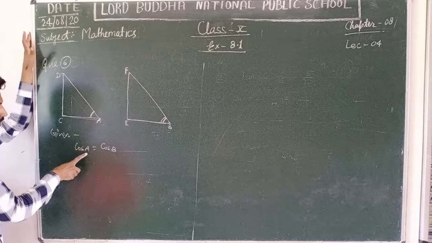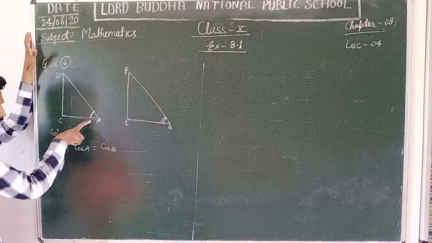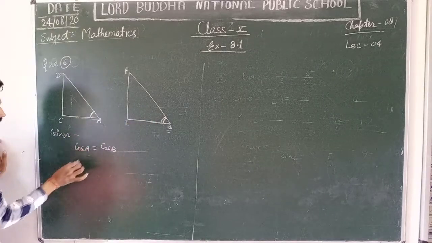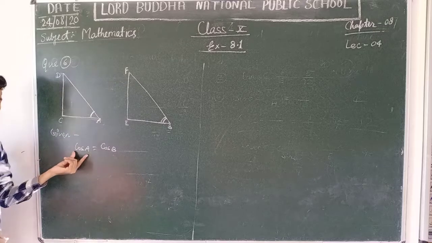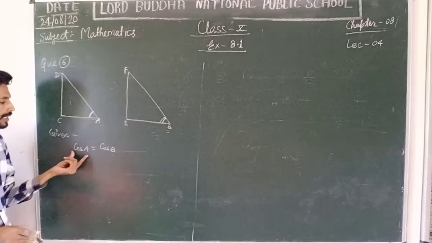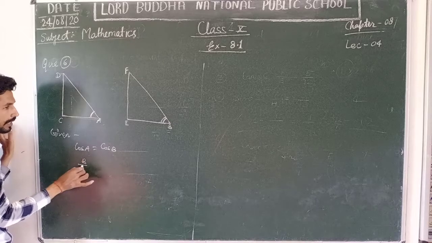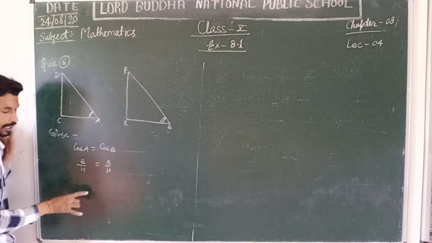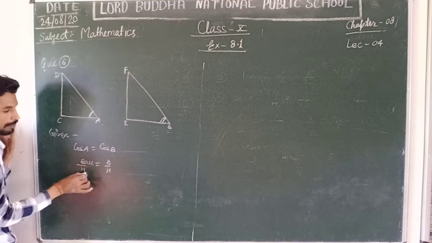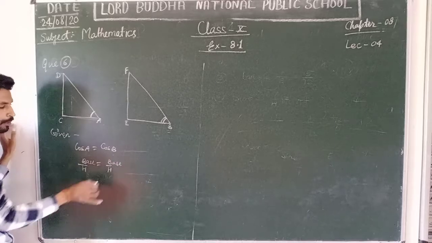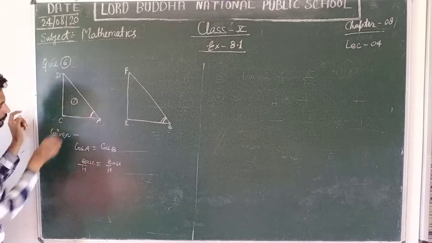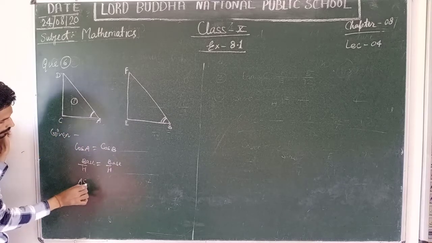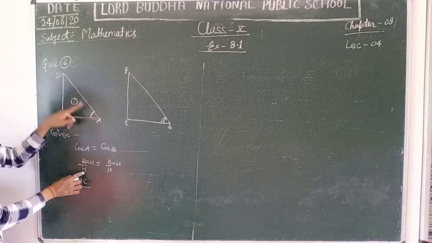Suppose cos A in the first triangle and cos B in the second triangle. Cos A is the ratio of base upon hypotenuse, and cos B is also the ratio of base upon hypotenuse. This is the base and this is the hypotenuse. In the first triangle, cos A, what is the base? AC upon hypotenuse AD.